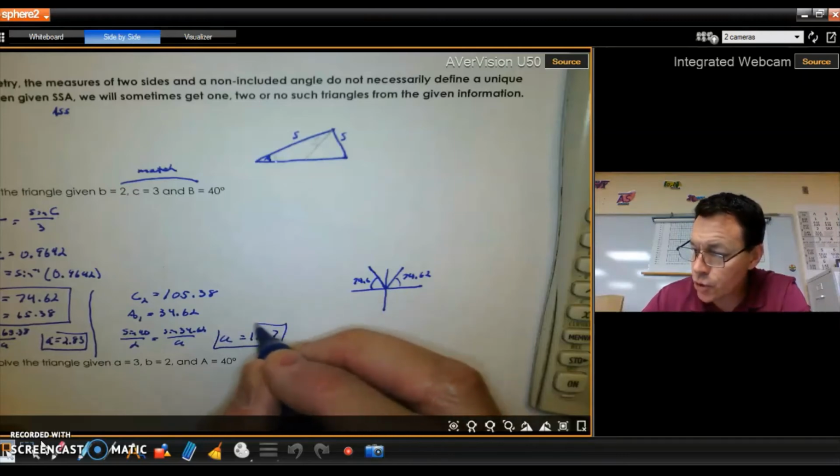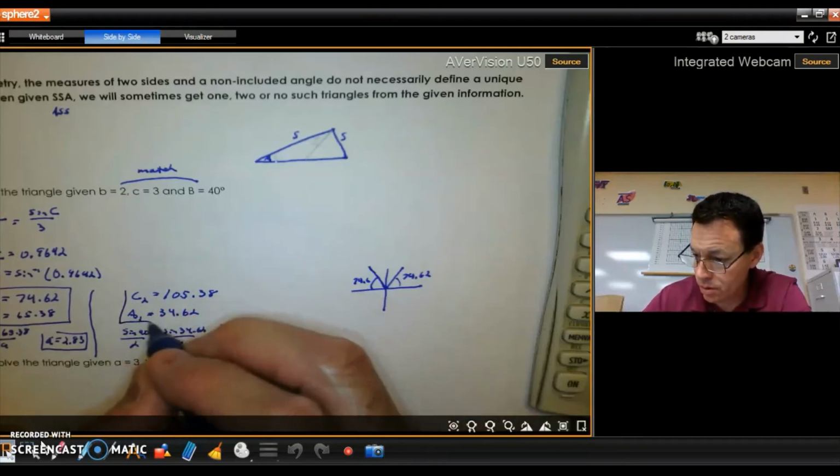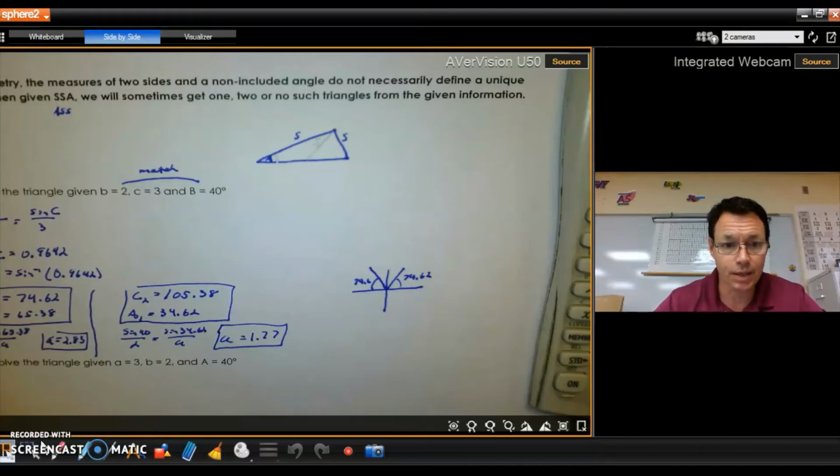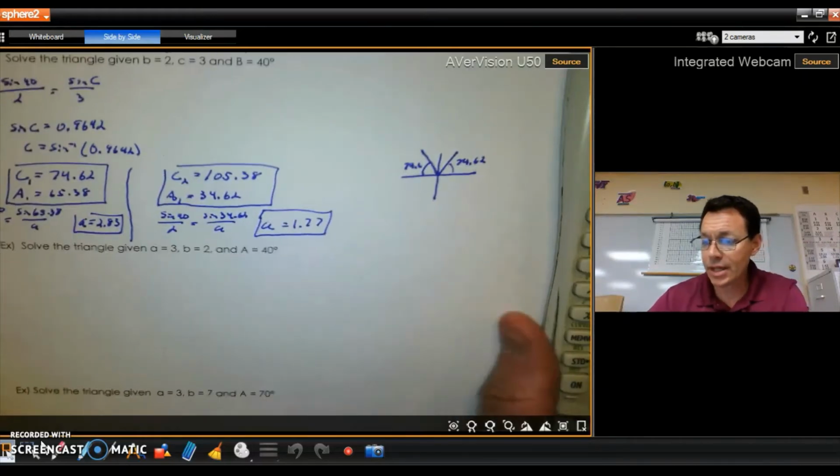Okay, so there are two possible triangles, and you've got to solve both of them. Okay, so that's what ambiguous means, is that we're not really sure what's going on with this picture. We don't know which one they're talking about, so we need to find both of them. Okay, all right, take a look at the next one.